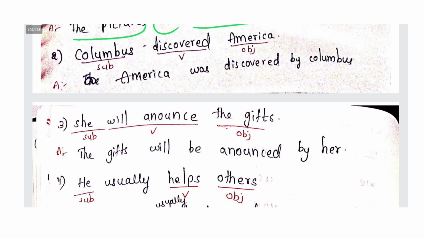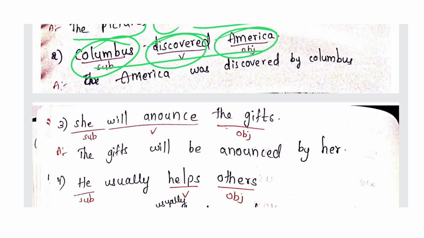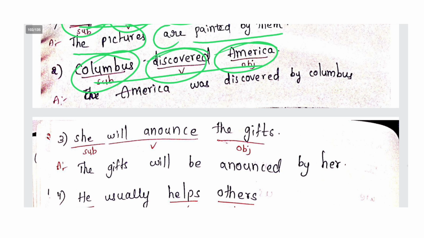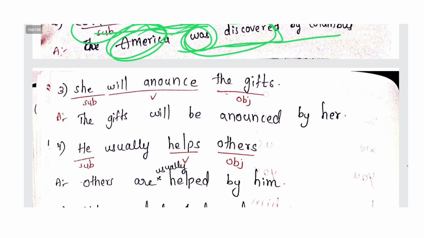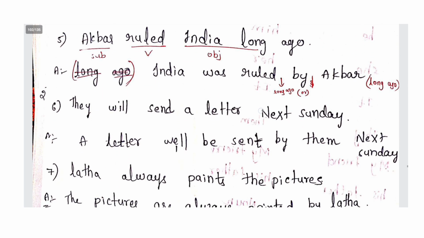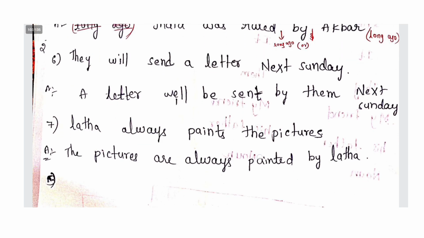And then next, Columbus discovered America. Here, Columbus is the subject, discovered is the verb, America is the object. America was discovered by Columbus. Here, why we used was is because discovered is in past tense, so America will take was as the verb form. Was discovered by Columbus. Just go through these examples.